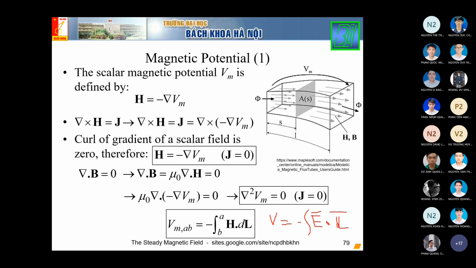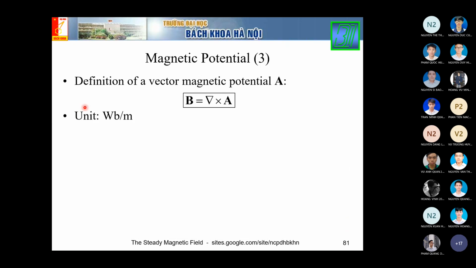The second definition of this one is vector magnetic potential. Please remember that we have now two things. The first one is Vm, and its name is scalar magnetic potential. The second one here is a vector magnetic potential. The difference here is scalar and vector, but they are totally different.